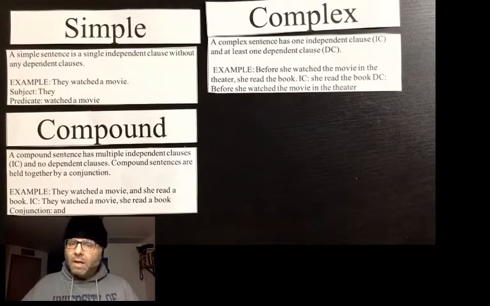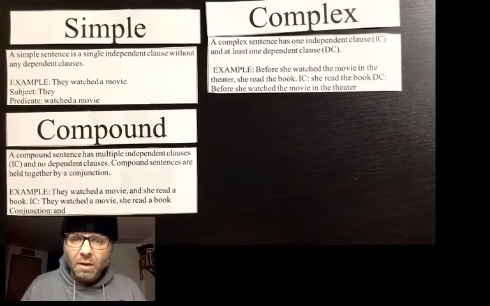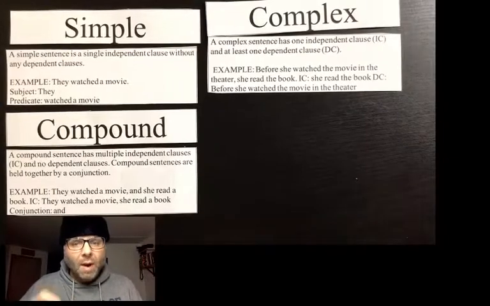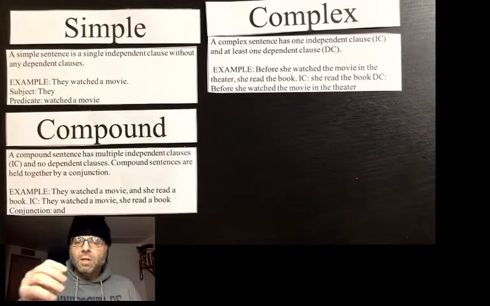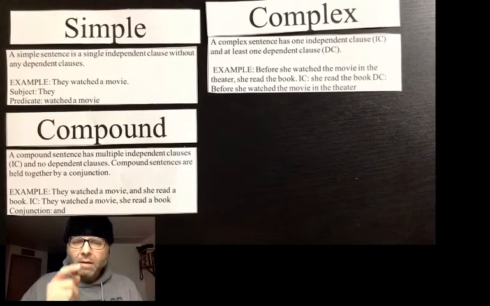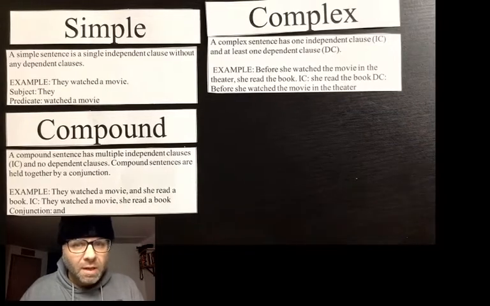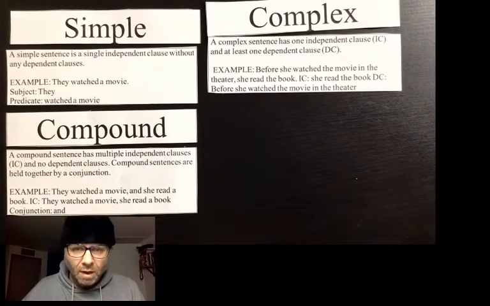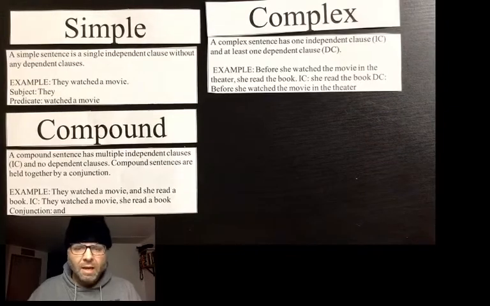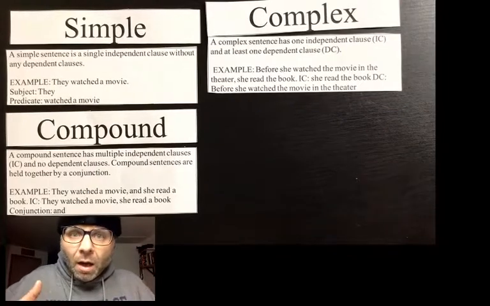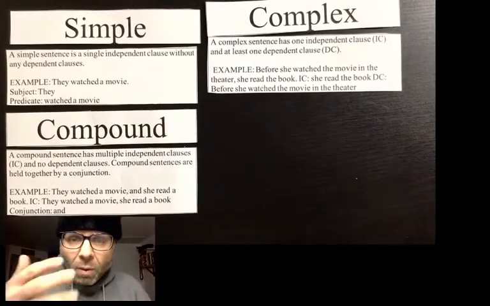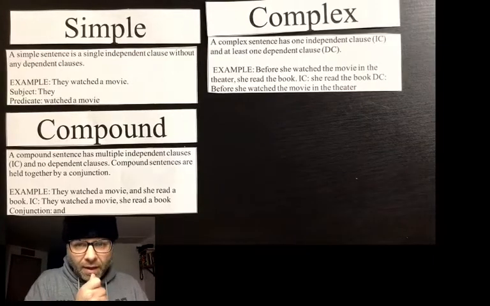Now, we all know that if we would have gotten rid of the before and left it with just she watched the movie in the theater, this would become a compound sentence. But no, we needed to know when she read the book. It was before she watched it in the theater. So we had to add the before there, therefore making she watched the movie in the theater a dependent clause. We can't just say before she watched the movie in the theater, because everyone will be like, yeah, what happened? What? So we cannot do that.